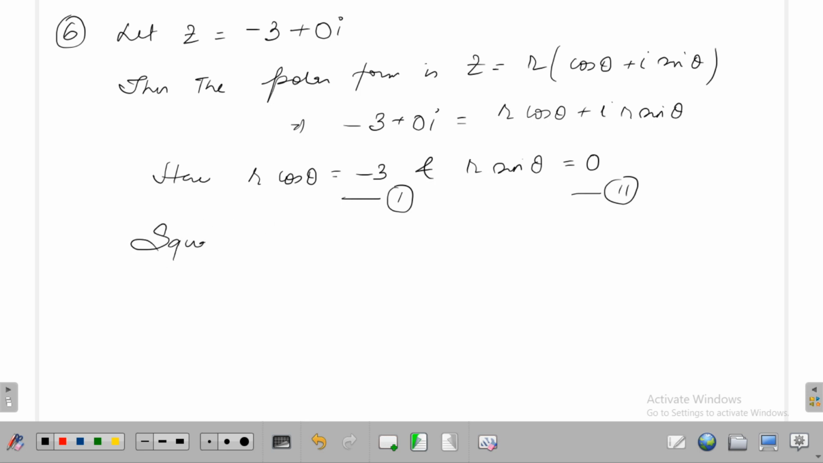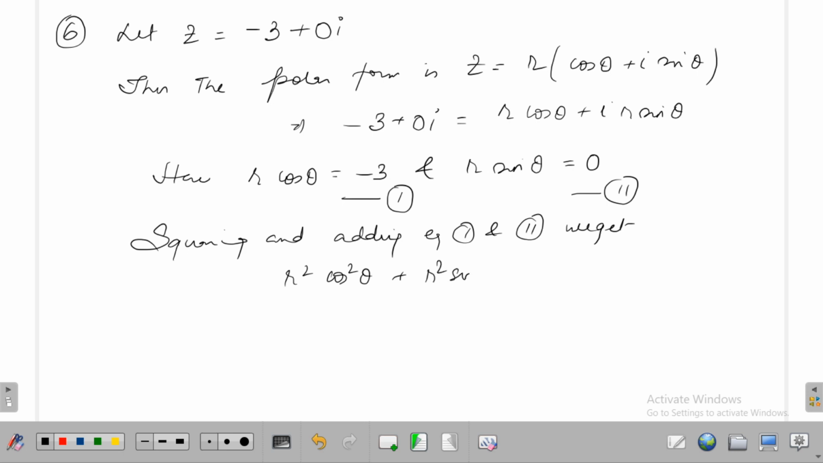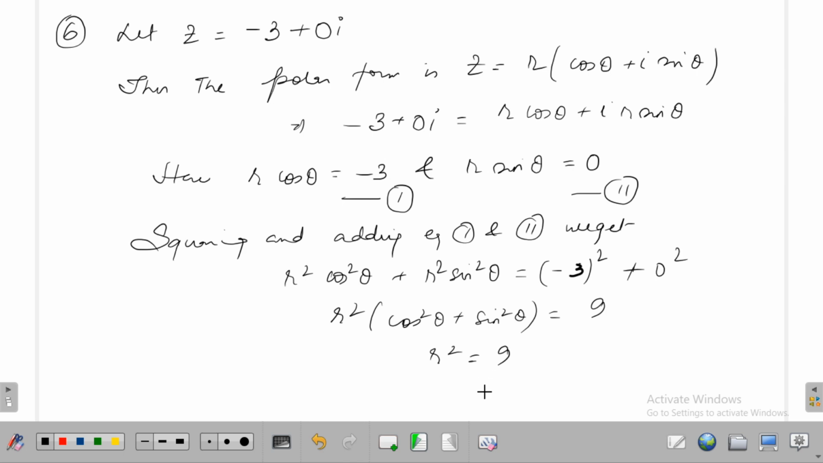So what I can do is square and add equations 1 and 2. If I square equations 1 and 2, I'll get r square cos square theta plus r square sine square theta equal to minus 3 the whole thing square plus 0 square. Now I can take r square common, so what is left is cos square theta plus sine square theta. Minus 3 the whole thing square is 9, so r square is equal to 9, that means r is equal to 3. Again, you can pause the video and write it down till there.